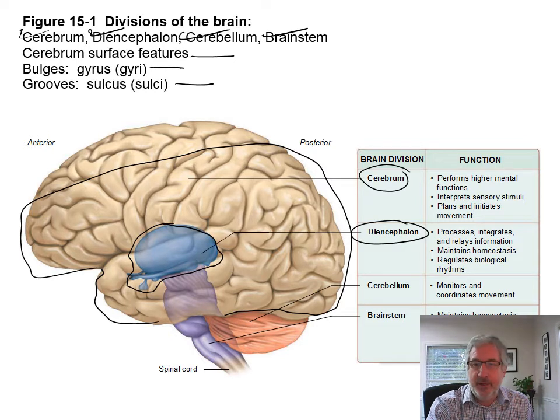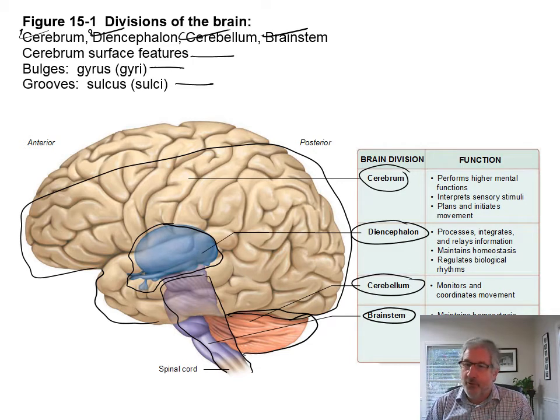Then we have the cerebellum, which is this guy here. And then we have the brainstem, which is all the rest of this guy going down towards the spinal cord. So that's the 4 regions of the brain.